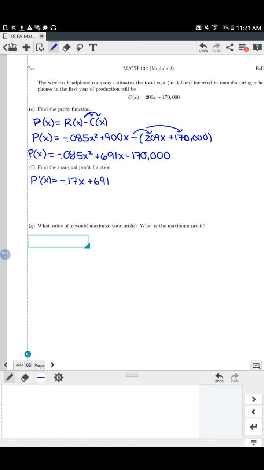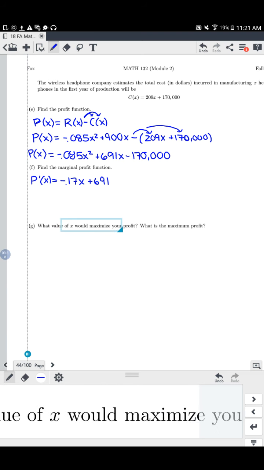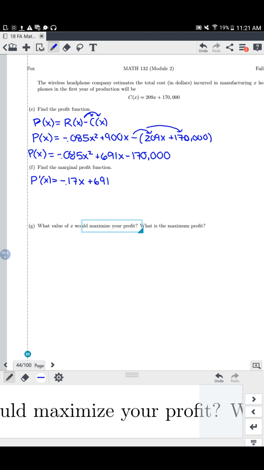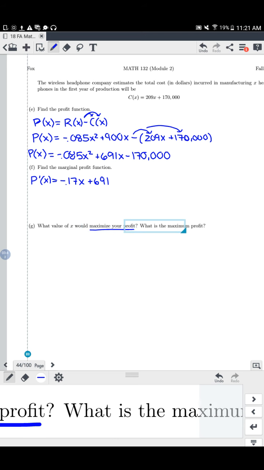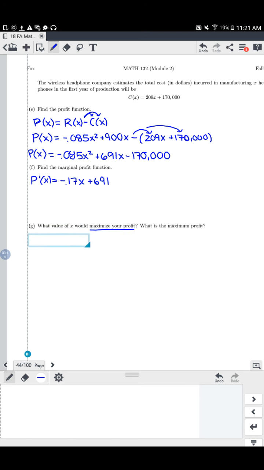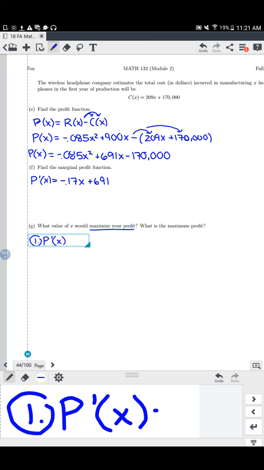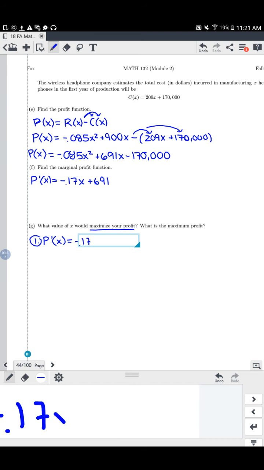The last part says what value of x would maximize your profit and what is the maximum profit. So first we're going to figure out what value of x would maximize your profit. If you're asked to find the max or min of anything, you always take the derivative for your first step and set it equal to 0 and then make a sign chart. So I'm going to take the derivative, which I already did above. So that's done. It was negative 0.17x plus 691. And we're going to set that equal to 0.